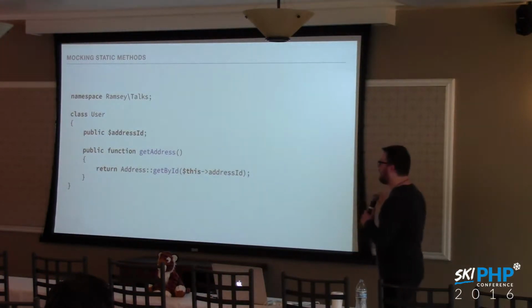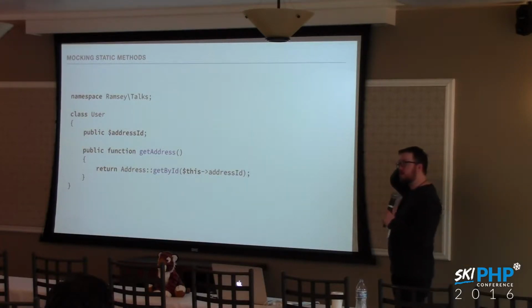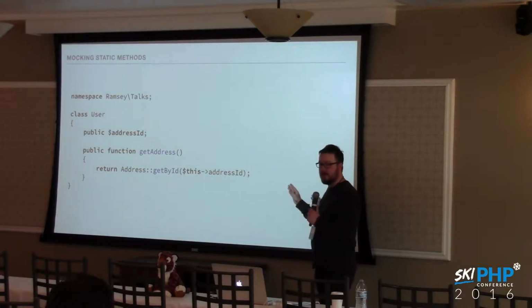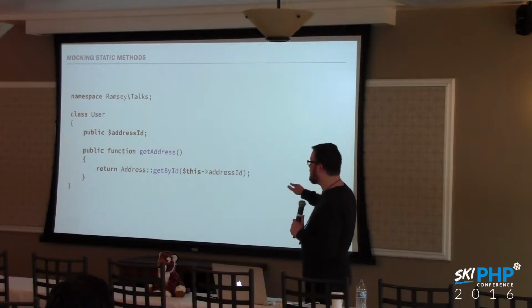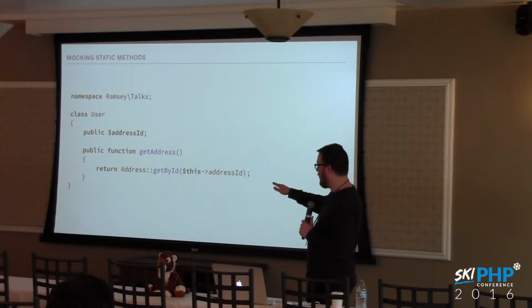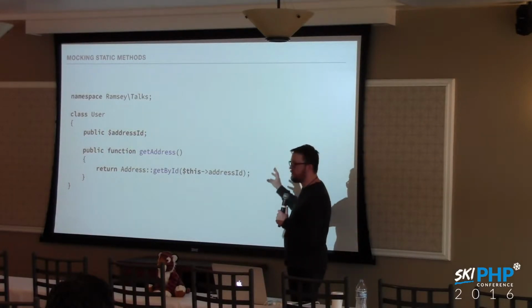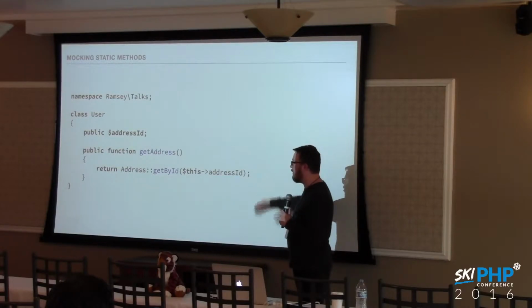So let's think about something like this. We've probably all written code like this. I believe Adam showed similar code to this in his refactoring talk yesterday, if you attended that. In this case, we're using a static method on this Address class to get an address by ID from within the User class. So we'll call getAddress, and that's going to return an Address object. We're calling a static method on Address.